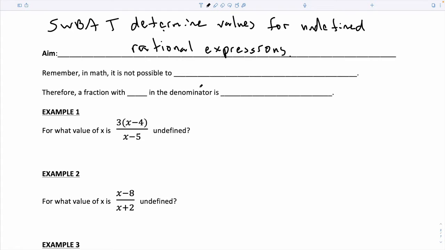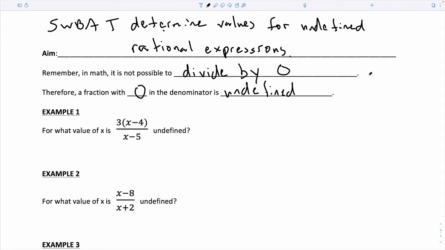Undefined today, we're going to dive into a little bit off track of the no solution, infinite solution route, because we're not solving systems, we're just simplifying this expression. And remember, in math, it's not possible ever to divide by 0. And therefore, you can say a fraction with a 0 in the denominator, we can call undefined. And I'm going to prove it to you.